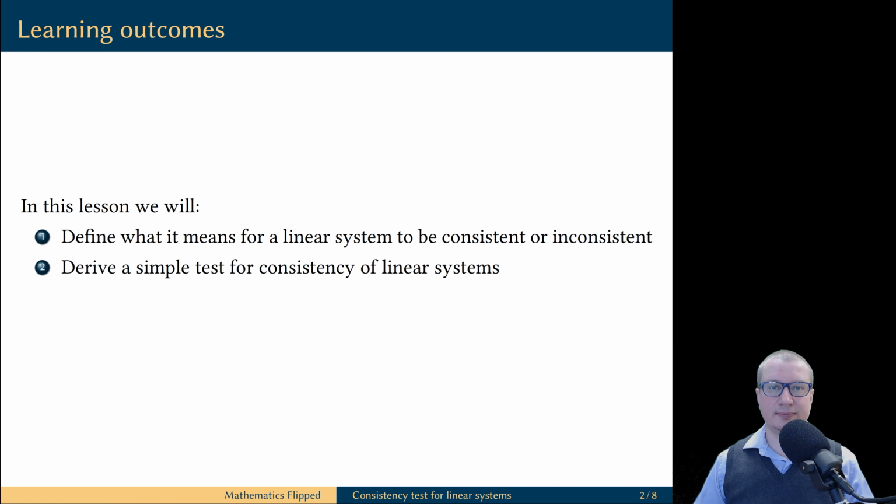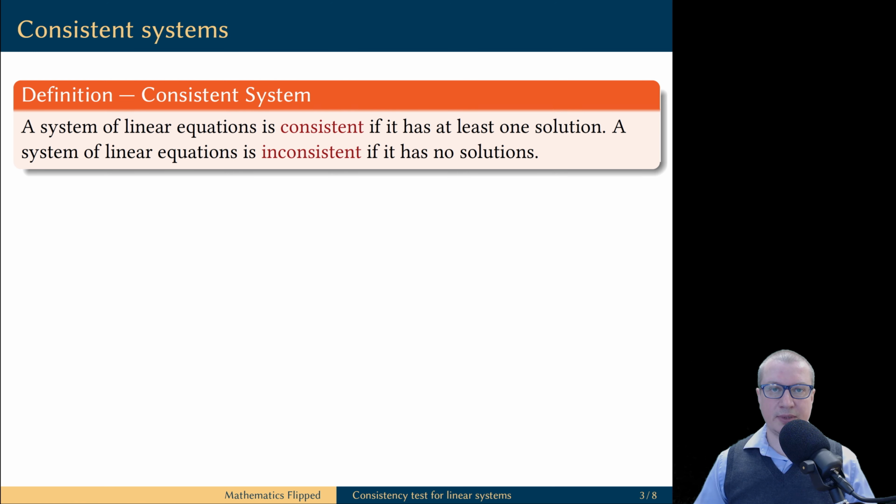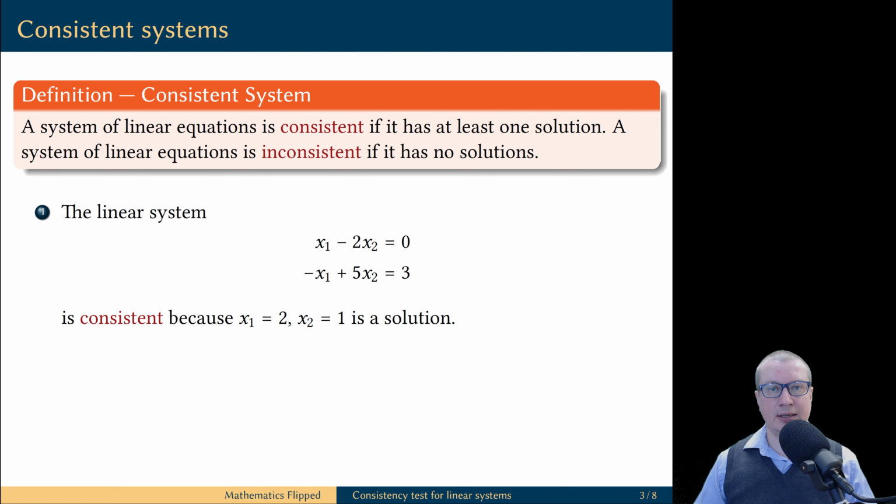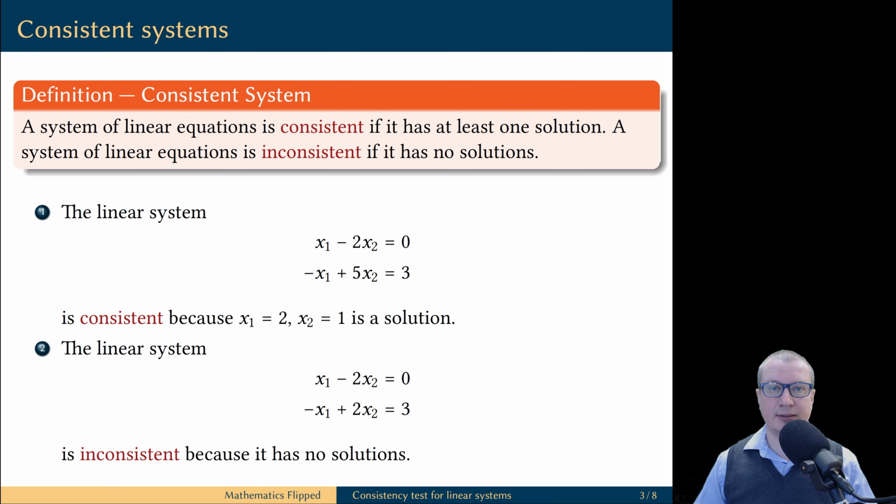Let's get started. A linear system is called consistent if it has at least one solution. A linear system is inconsistent if it has no solutions. Here's an example. The first linear system is a consistent linear system because we can produce one solution of this linear system. Now, at this point we don't know if this is the only solution of this system, but as long as we can produce at least one solution, the system is consistent.